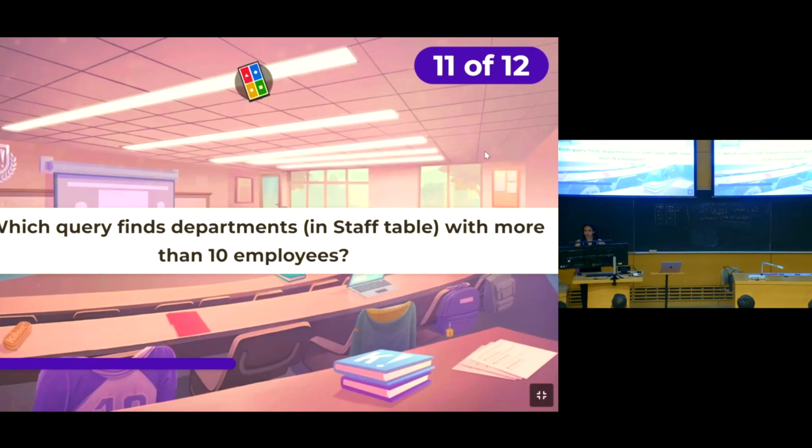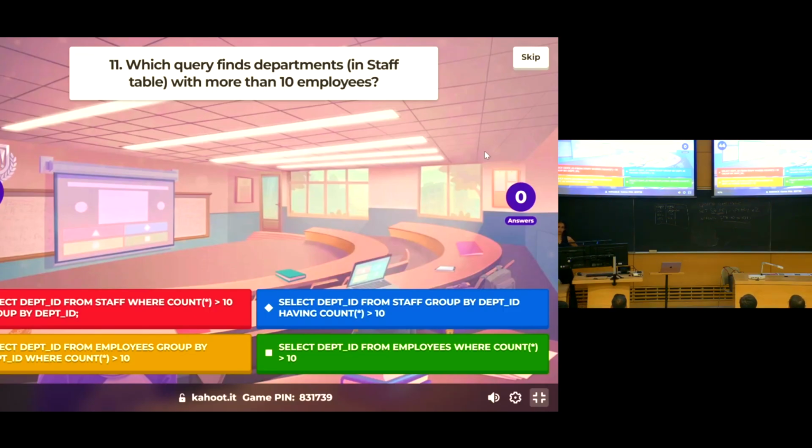Which query finds departments in the staff table with more than 10 employees? This is an example of the staff table, right? We have employee ID, for example, yellow.